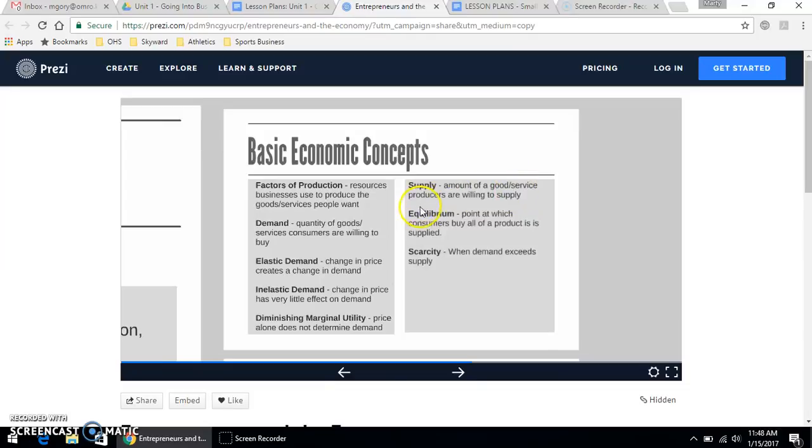Supply is the amount of goods or services producers are willing to supply. So producers want to meet demand to be able to counteract their expenses for producing products. Equilibrium is the point at which consumers buy all of the products that are supplied. That is the magical point that all suppliers want to get to. And then there's also scarcity, when demand exceeds supply. So if there's more demand out there than product, we have a problem because there's not enough to fulfill that need.